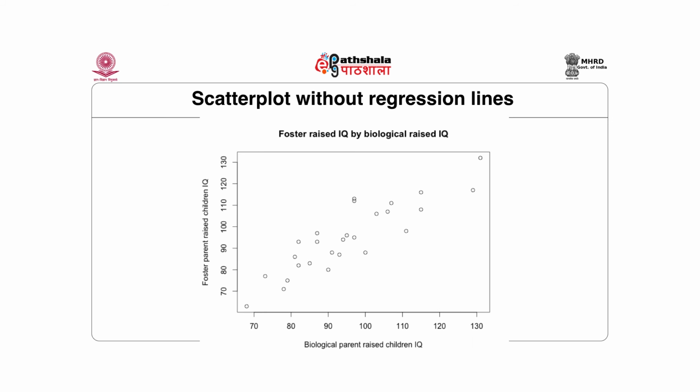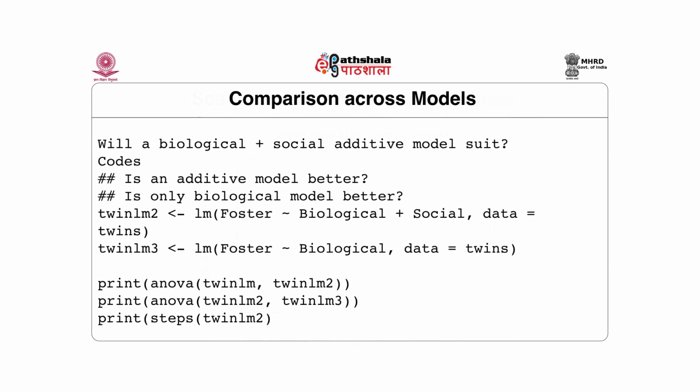But what we are now interested in is to see whether a linear model fits better or whether an interaction model fits better. So what is a linear model? The linear model is just a sum of the biological and social, and the interaction model is biological, social plus the interaction. We make these comparisons by using the ANOVA, twin LM, twin LM2, followed by the steps.